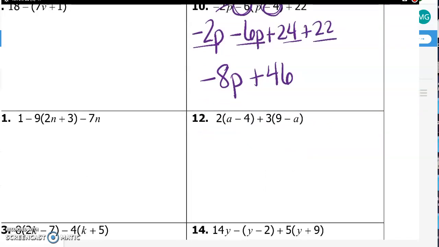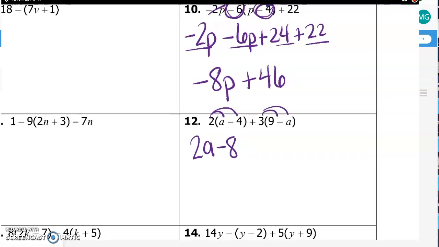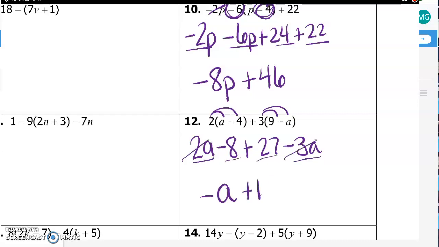Number 12, first we distribute the 2 through. So 2a minus 8. Now we distribute the 3 through. Plus 27 minus 3a. So 2a minus 3a is negative 1a, so you can just put the negative sign in front of the a. 8 plus 27 would give us plus 19.